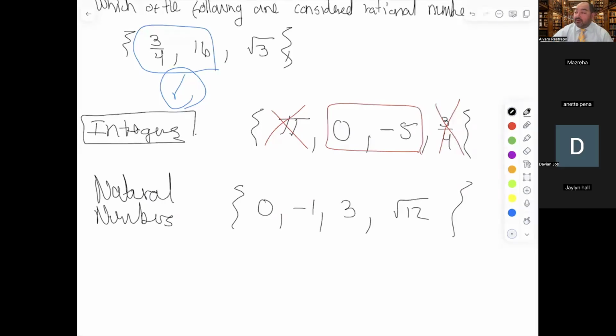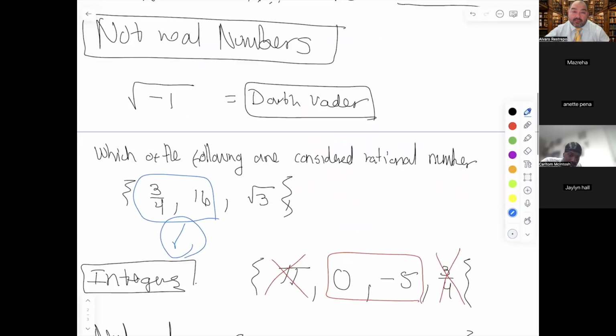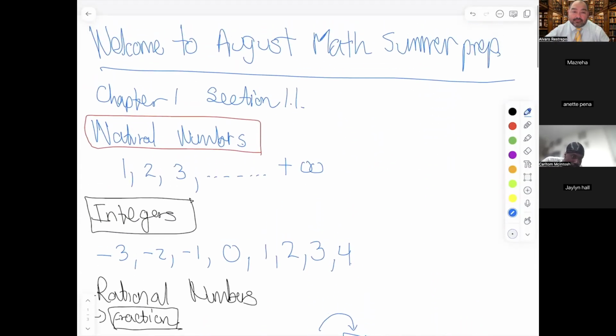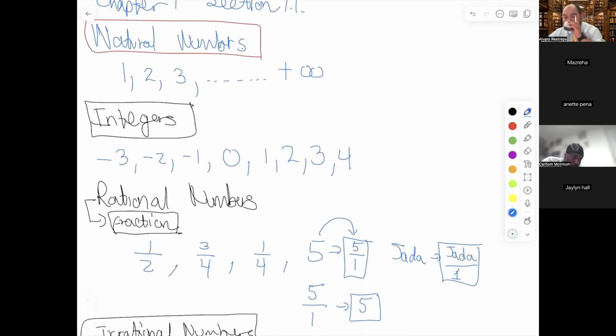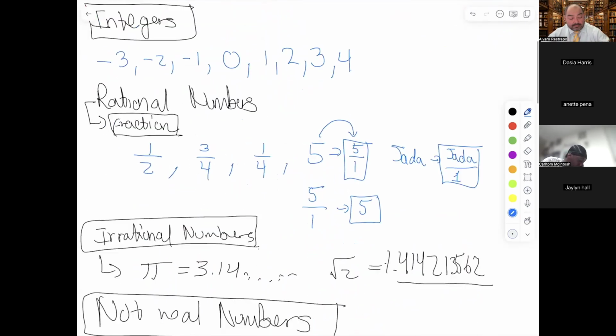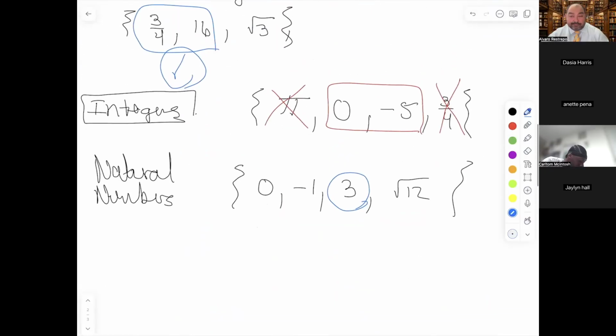Which are natural numbers? 3. Okay. Anything else? 0, 3. Some of you are saying 0. Is 0 included in the list of natural numbers? No. Do not pick 0. Do not pick a negative number, because 0 and negative numbers belong to which group?